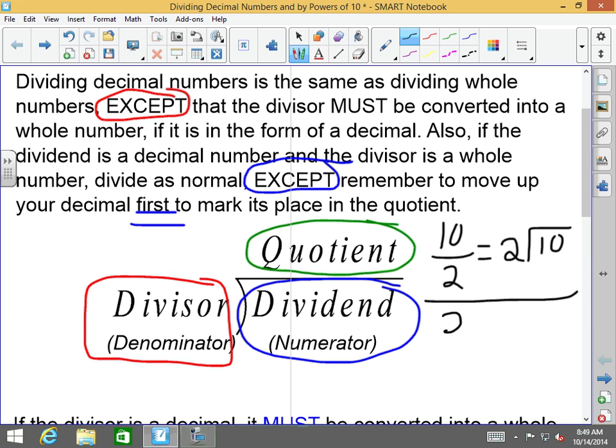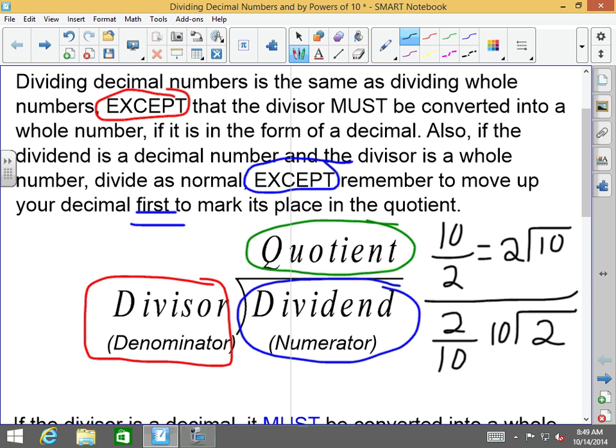If I give you 2 divided by 10, the denominator is the 10. That's the divisor. That goes on the outside. The 2 is the numerator. That's the dividend. It goes on the inside. So please remember this: it does not matter who is larger or smaller. The denominator is the divisor, and that goes outside, always. The numerator is the dividend. That goes inside, always, no matter what.